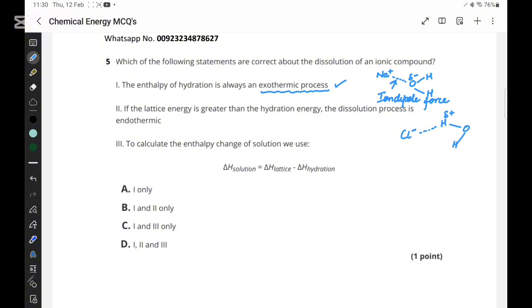Remember, when a force of attraction has been developed, that is an exothermic process.